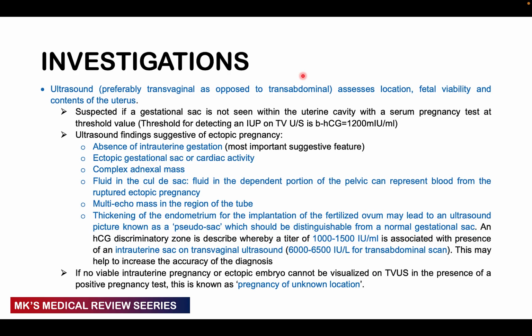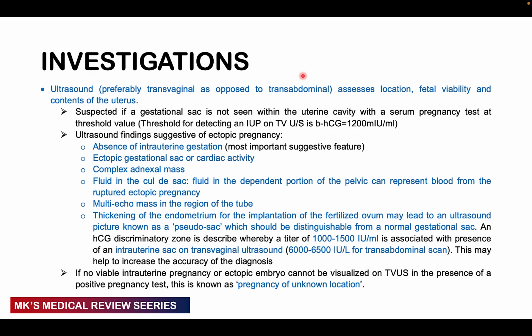So in the background, someone comes in with those classical symptoms. You send them for a beta HCG test, it's positive, and then you send them for an ultrasound and you don't visualize a gestational sac in the uterus, then you should suspect that there is an ectopic pregnancy.